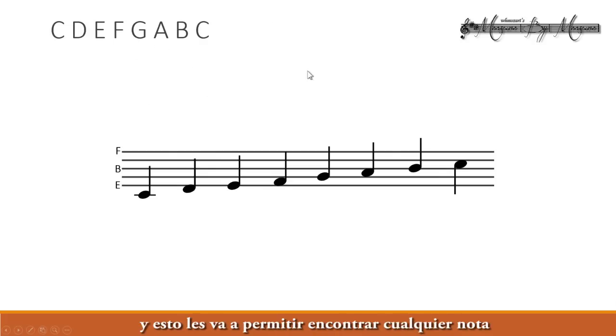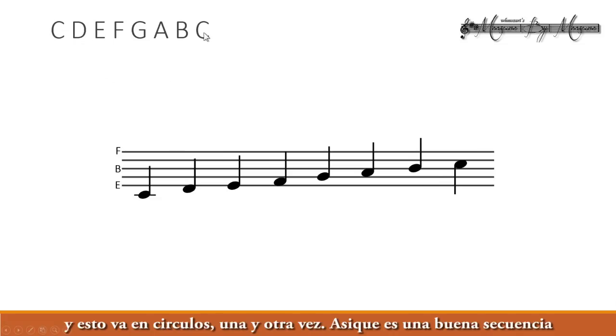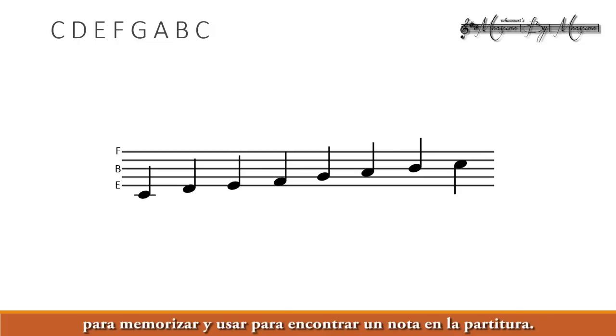And this will allow you to find any note. Let's say you have a note on the B. And what comes below the B? Well, let's look. B, A. Okay, what's above the B? A C. What's this next line? And after the C comes a D again. So this loops over and over and over, so it's a nice sequence to memorize and then use when you're trying to find a note on a music sheet.